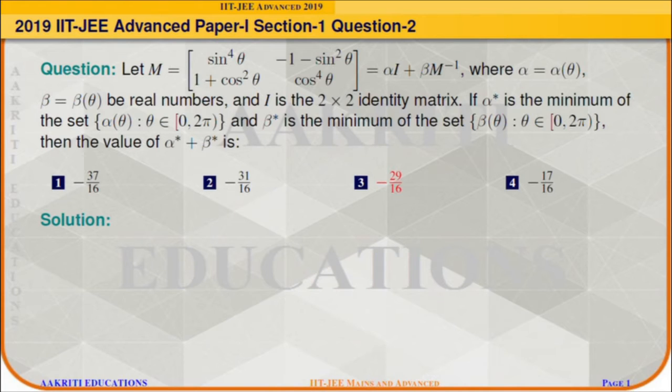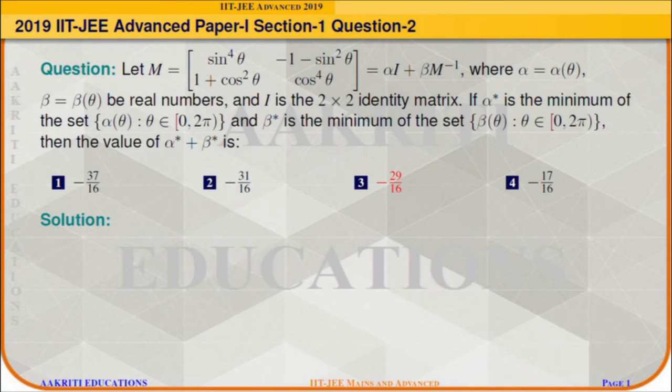If alpha star is the minimum of the set containing all the values of alpha of theta for theta belongs to closed 0 to open 2 pi, and beta star is the minimum of the set containing all the values of beta of theta for theta belongs to closed 0 to open 2 pi, then we need to find the value of alpha star plus beta star.